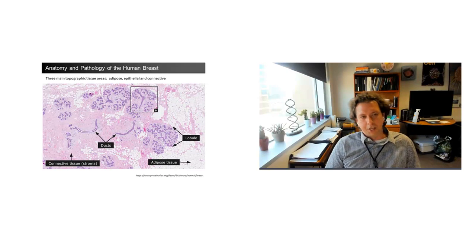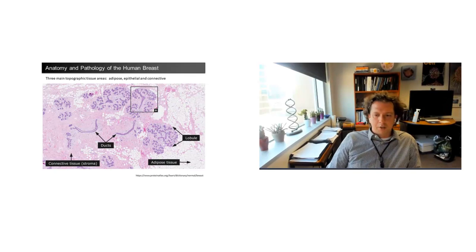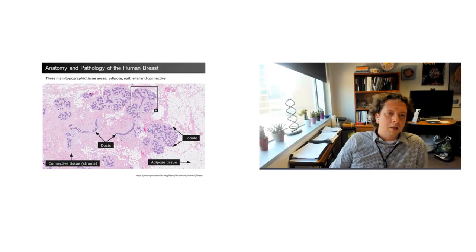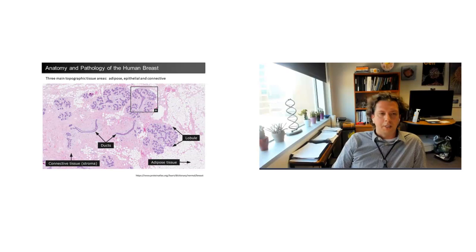This is just an H&E showing you some breast tissue. You can see these different areas. There's some areas that are just all fat adipocytes, some areas that have epithelial cells, ducts, and lobules, and then some areas that are all fibroblasts or connective tissue.